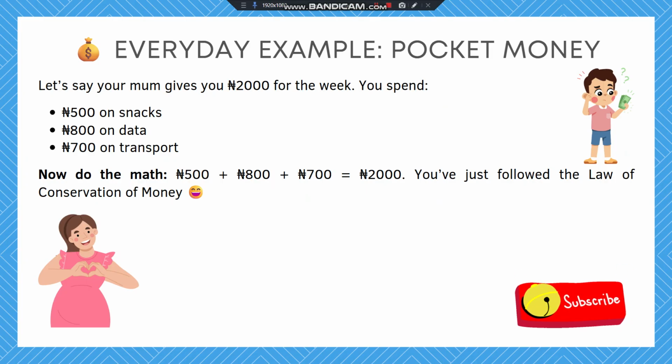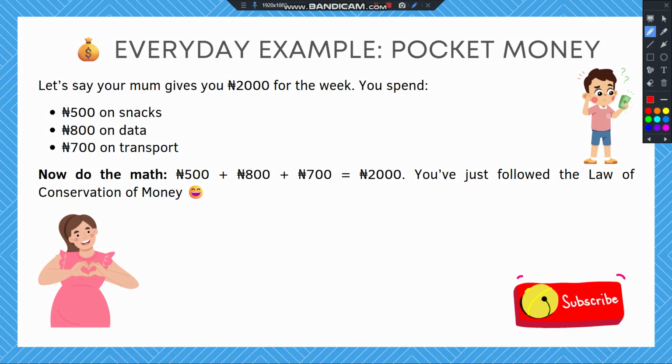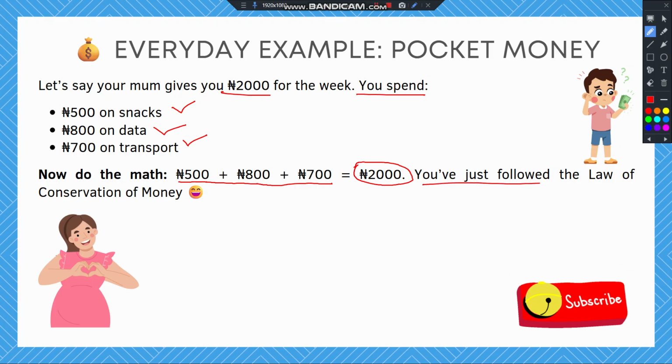So for instance, your mom gives you 2,000 naira for the week as your pocket money. Okay, so here you have it, 2,000 naira. And in the process of time, you spend some money, 500 naira on snacks, 800 naira on data, and then 700 naira on transport. Now let's do some math. If you add up everything you spent together, 500 plus 800 plus 700, everything is going to be equal to 2,000 naira. Do you know what just happened? You have just followed the law of conservation of money.